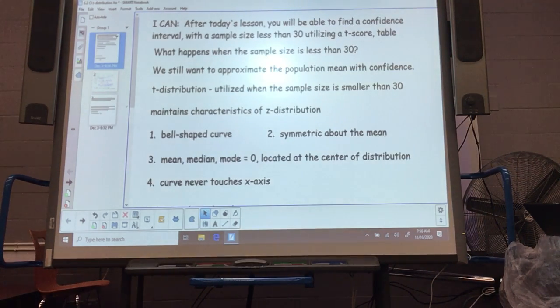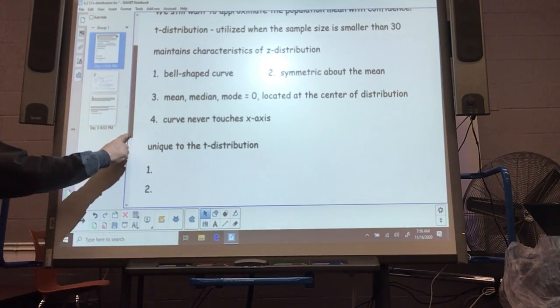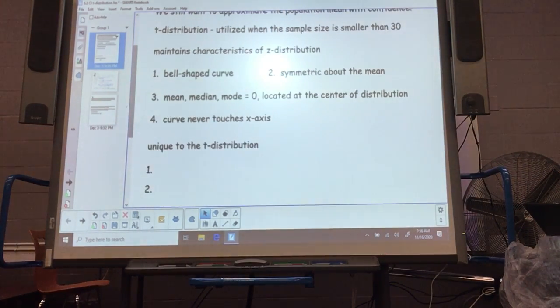Bell-shaped curve, symmetric about the mean. Mean, median, mode equals 0, located at the center of the distribution. Curve never touches the x-axis. These are all things that will be the same to what we've been dealing with.